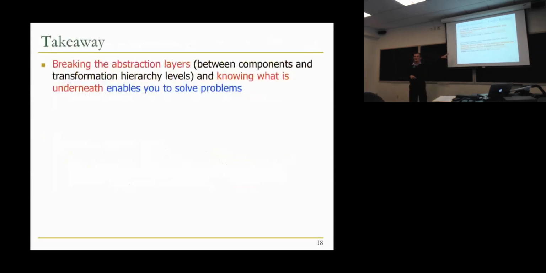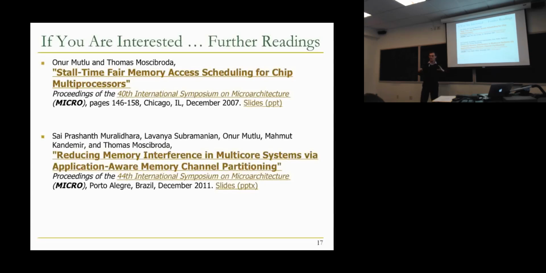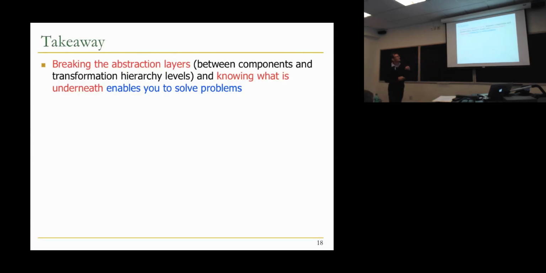And these are very hot topics, actually, in computer architecture today. Today, how to design the memory system of a multi-core processor is a very hot topic because it's one of the biggest bottlenecks. When we talk about the memory system, you'll see that. But we'll cover pretty much the entire system, so you don't need to worry about not learning any component of the system in this course. Maybe not disks. Okay. The takeaway is breaking the abstraction layers between the components and transformation hierarchy levels and knowing what is underneath enables you to solve problems and enables you to solve them efficiently. And we're going to do that in this course.